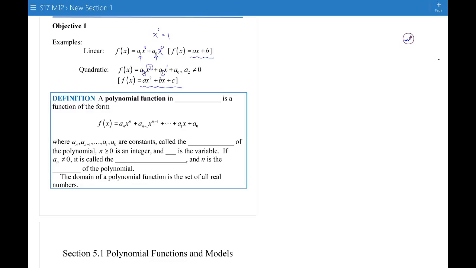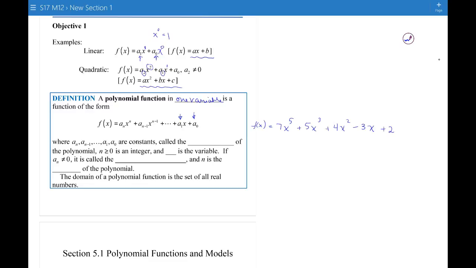So a polynomial function in one variable, which is all we're going to focus on in this class, is a function of this form. This is pretty formal math, but I want you to get used to reading that. This a sub 0 is the constant, so that would be like plus 2. Then a sub 1 x means, suppose I have a negative 3x term. And then I could have a 4x squared and a 5x cubed and a 7x to the 5th. Every term doesn't have to be there, right?